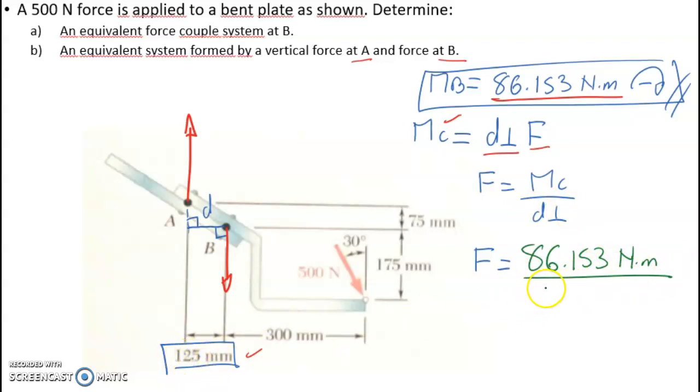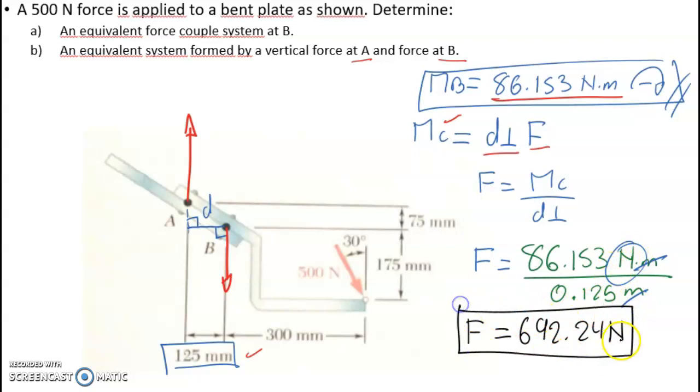However, that can be expressed as 0.125 meters. Now we can observe that meters and meters go away, and we end up only with newtons. So the force is going to be a total of 692.24 newtons.